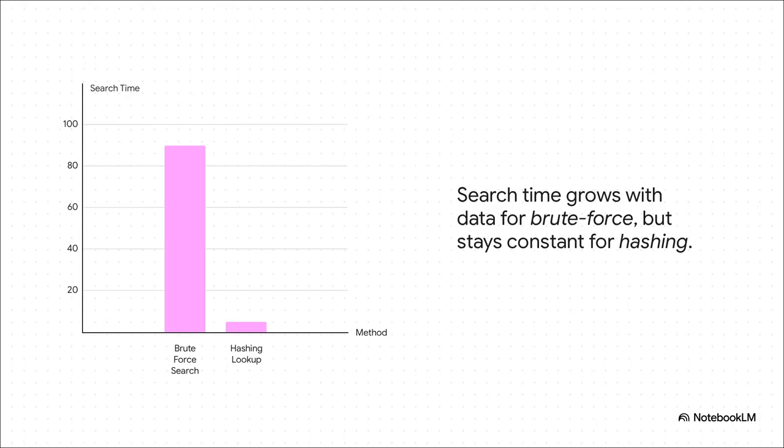Just look at this chart. That bar on the left, that's your brute force search. The more data you have, the taller it gets, the longer it takes. But look at the bar for hashing on the right. That flat line, that's the whole secret. It means the search time is always the same. We call it constant time. It literally doesn't matter if you have 10 items or 10 million. The lookup is practically instant. That is a total game changer.